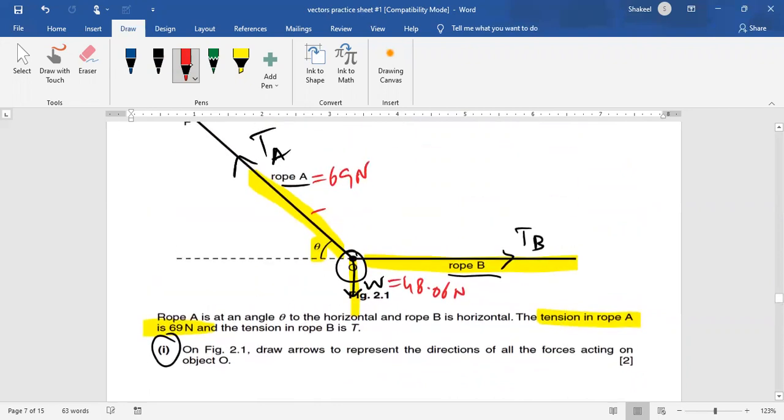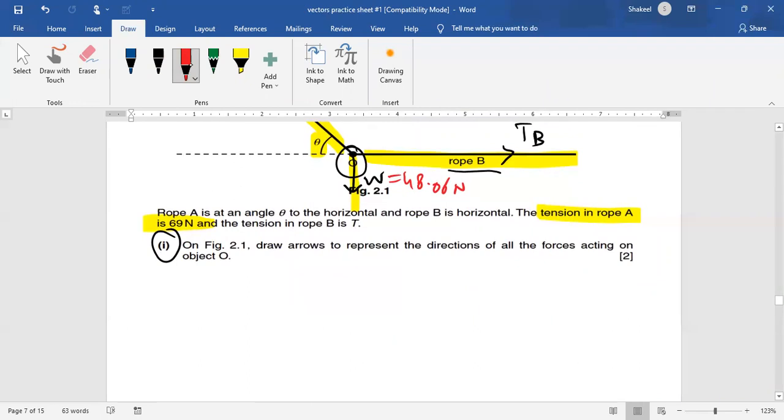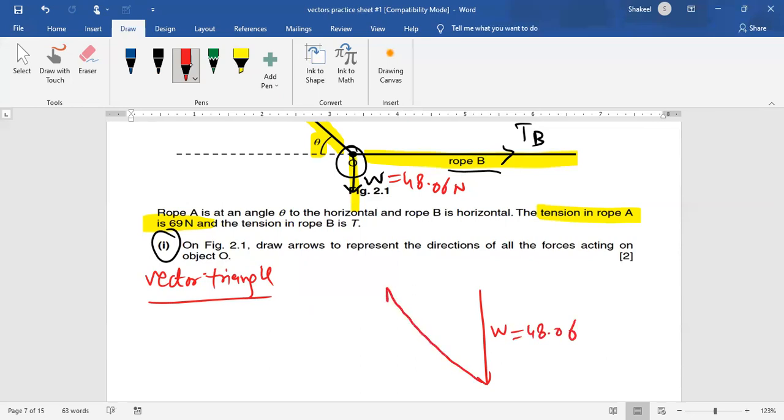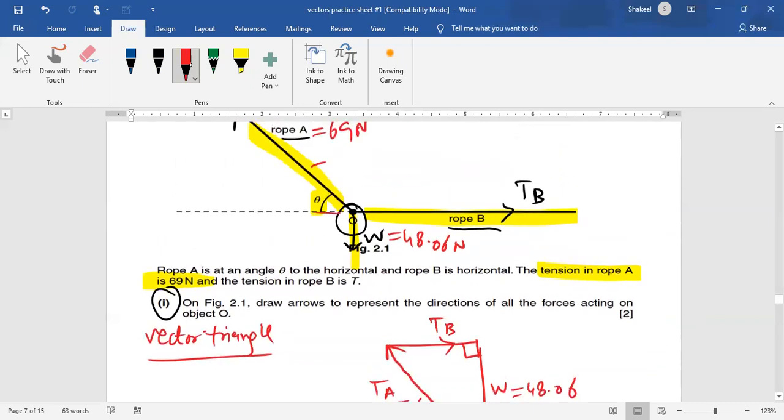Okay. So now we have to draw the vector triangle. The vector triangle will give us the value of theta. So we will first draw W, which is 48.06. Then we will draw this TA, which is 69. And then we will draw this TB, which is perfectly horizontal. So it means they are at right angles to each other. And the theta angle was of TA with the horizontal. So over here, TA with the horizontal is this. So you have to find this angle.